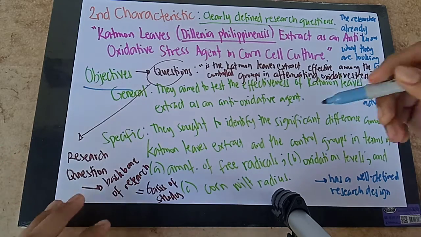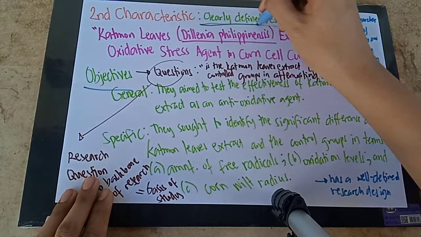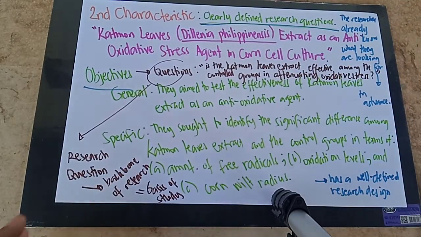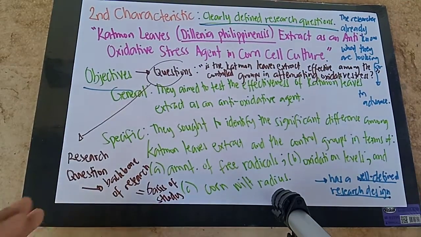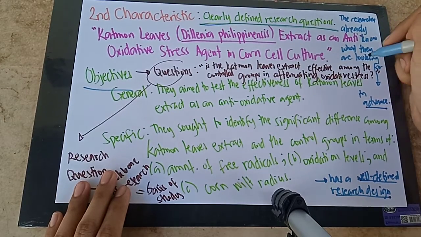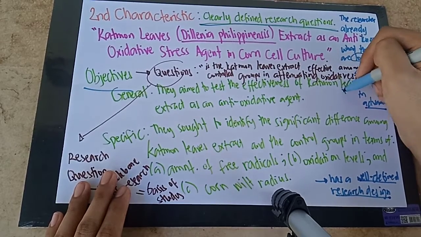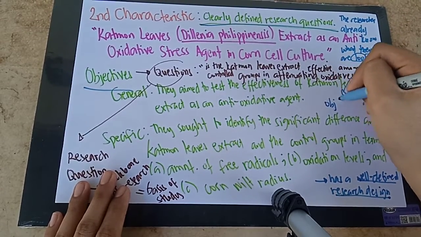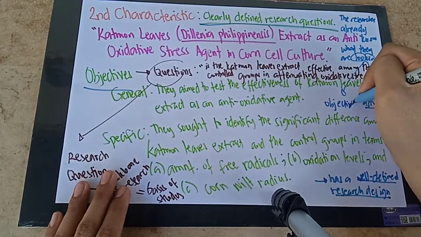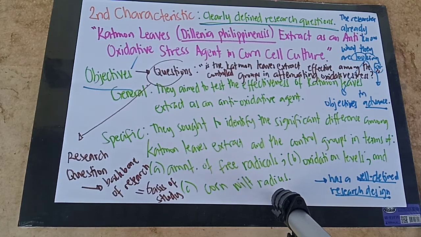That is why the second characteristic of quantitative research is that it has clearly defined research questions. It has a well-designed research design, and the researcher already knows what they are looking for in advance. What we mean by what they are looking for is that they already identified their objectives. So that will be the second characteristic of quantitative research.